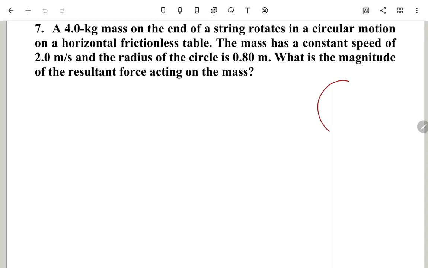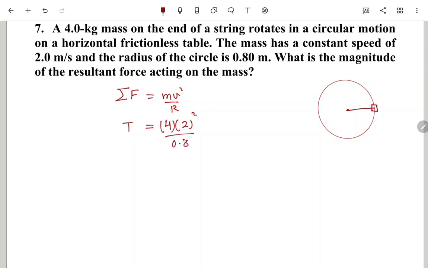Let's draw the situation here. The circular path and the mass, it's right here. It's connected with a string like in this one here. Now sum of all forces equal to mv squared over r. Now the only force we have here is the tension, and tension in this case, it's equal to the mass, it's equal to 4 times the speed equal to 2 square divided by 0.8, or in other words, the tension, it's equal to 20 newtons.